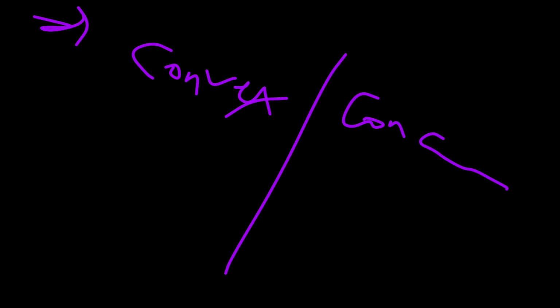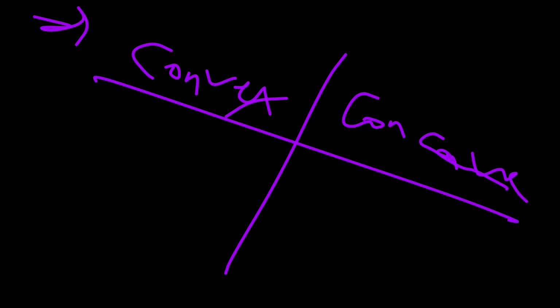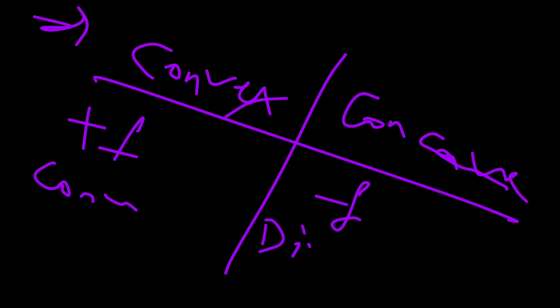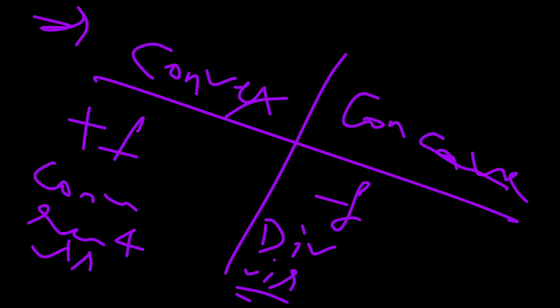For 2 marks, they might ask: write any two differences between convex lens and concave lens. The convex lens has a positive focal length, the concave lens has a negative focal length. The convex lens converges light, the concave lens diverges light. So 2 points. Also, a convex lens forms real and virtual images, while a concave lens always forms virtual and erect images.